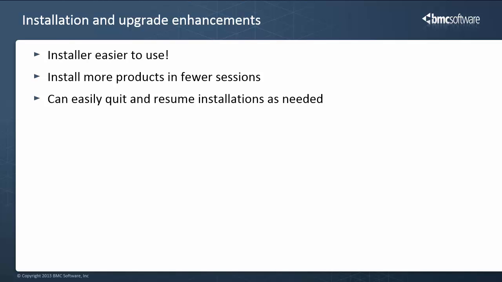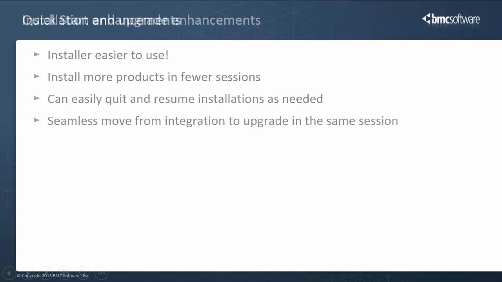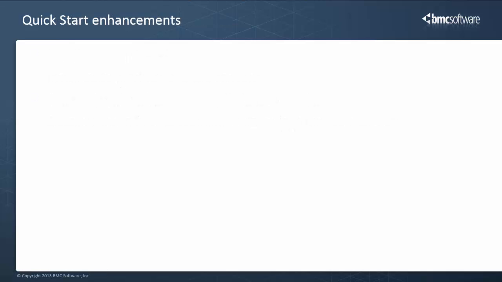Even if a product installation fails, you can gracefully exit the installer, fix the problem, and resume installation without any loss of state. During upgrade, integration with existing products is no longer a separate prerequisite step. When you choose to upgrade to 4.0 from 2.1x or 3x, you can seamlessly move from integration to upgrade in the very same session.